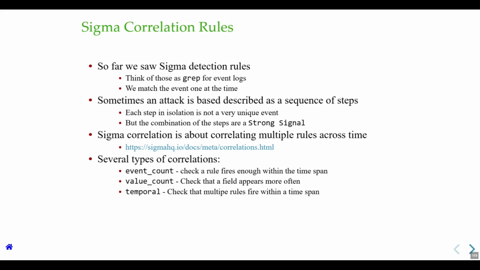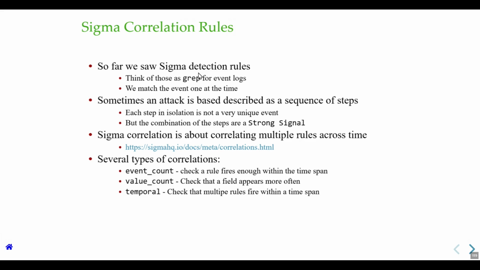events that actually matters. So the attack is described as a sequence of steps. What happens in the attack is one thing happens, and then another thing happens, and then another thing happens. So each of those things is not necessarily unique, but the combination of those things in order within a short succession, so it happens quickly, that's actually very important. And so this is what we want to do, is we want to correlate the rules.